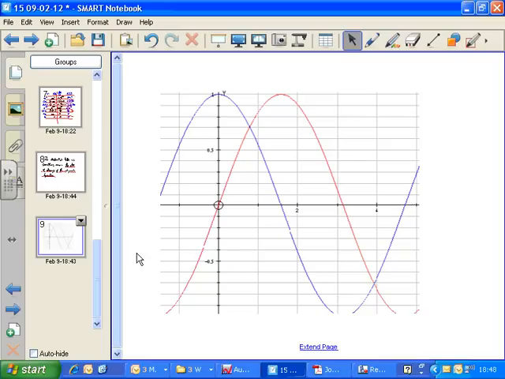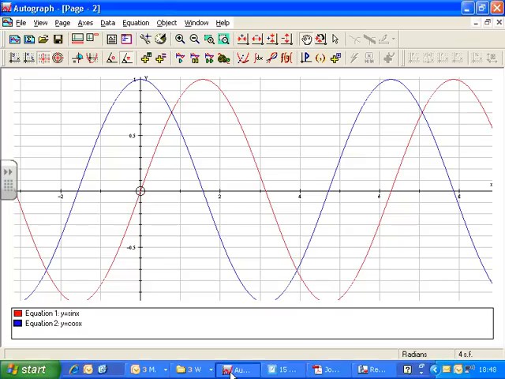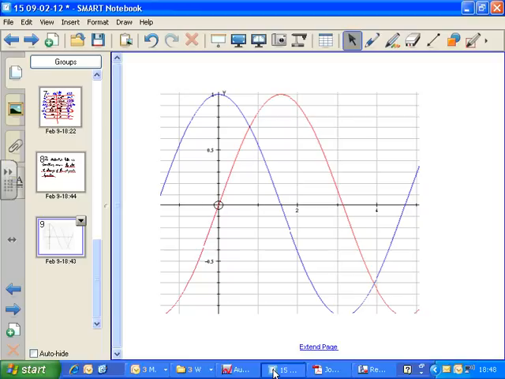In fact, if I go back to Autograph where I got this from, there it is, the red function. What does it look like? Sine wave. Why do you know it's a sine wave, Mason? Apart from the fact that it says it at the bottom, sine waves start at zero. Yeah. So the red function is a sine wave. The blue function is a cosine wave, which starts at one.